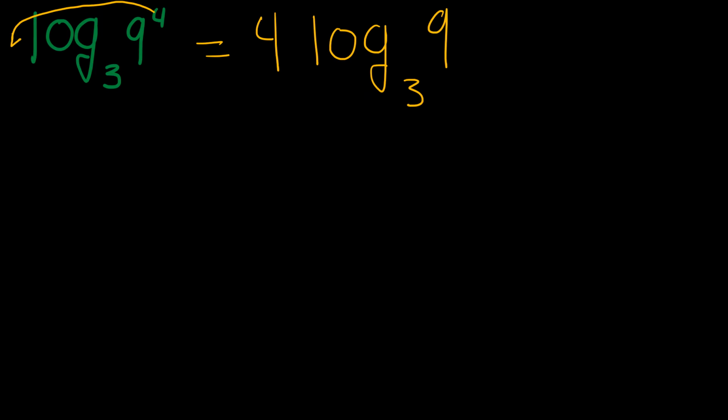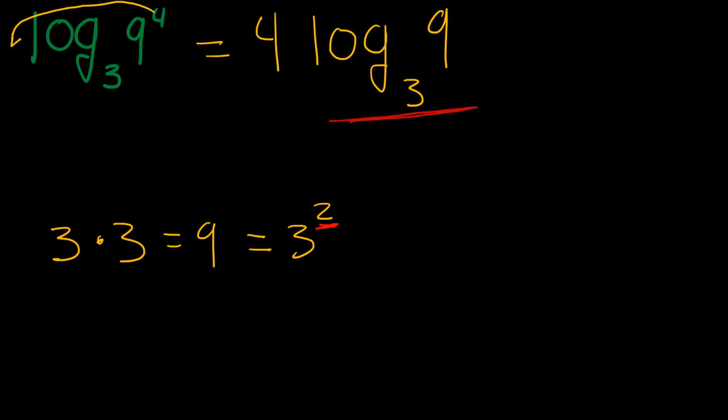Now, next thing we have to do is evaluate log base 3 of 9. So one way we can think about this is, 3 to what power gives you 9? And if you didn't know, you can just start multiplying together 3's. 3 times 3, that's 9, but it's also equal to 3 squared. So therefore, 3 to the 2nd power is going to equal 9, which means this logarithm, log base 3 of 9, is just going to be 2.